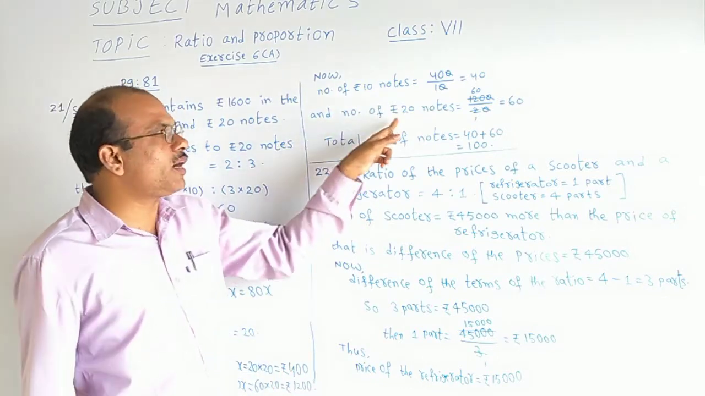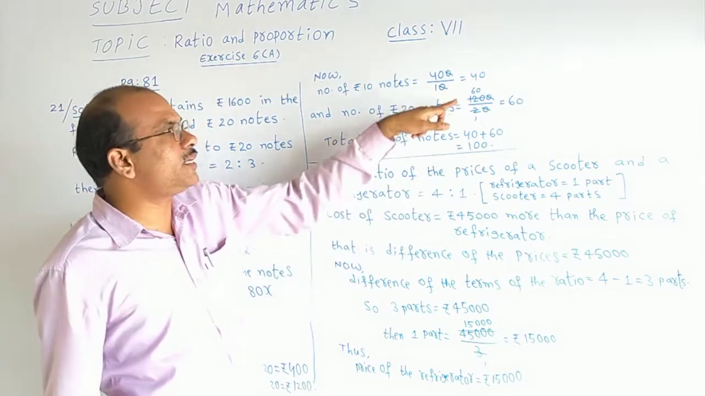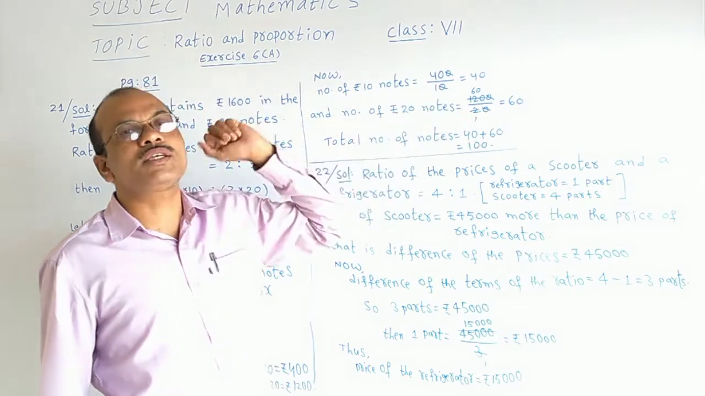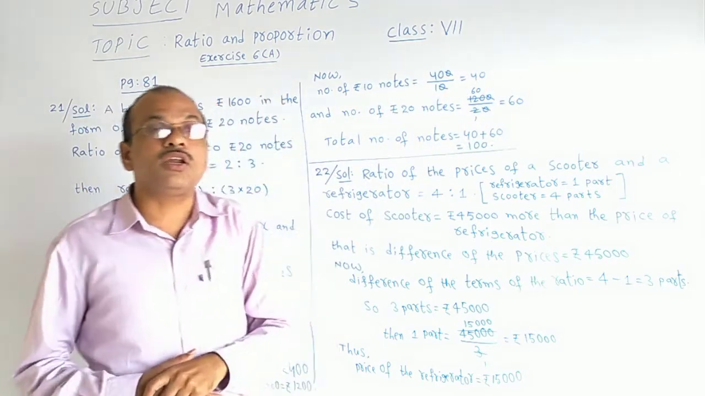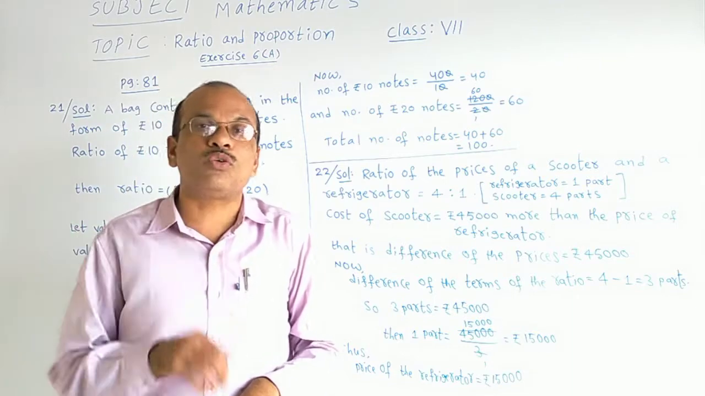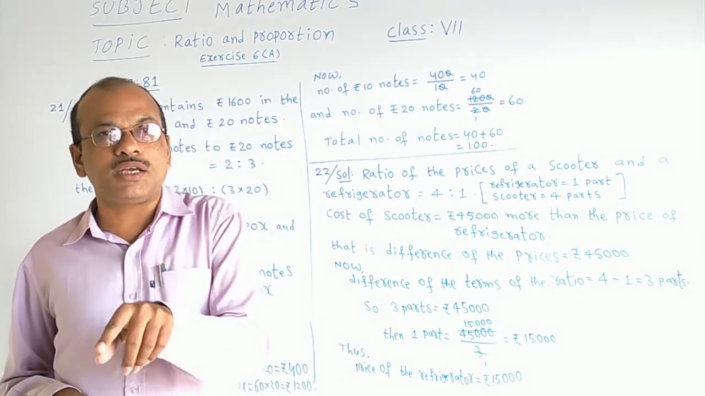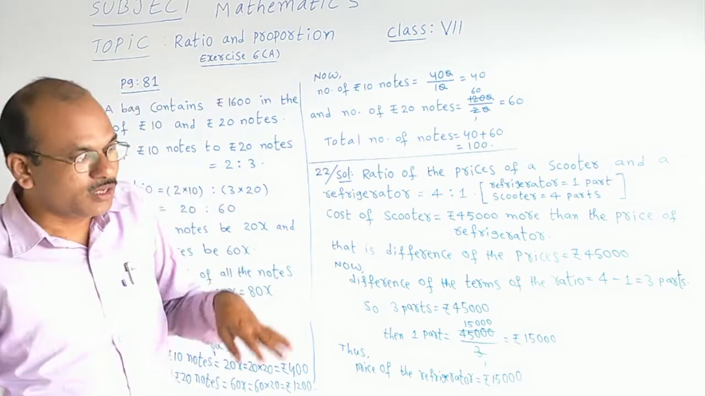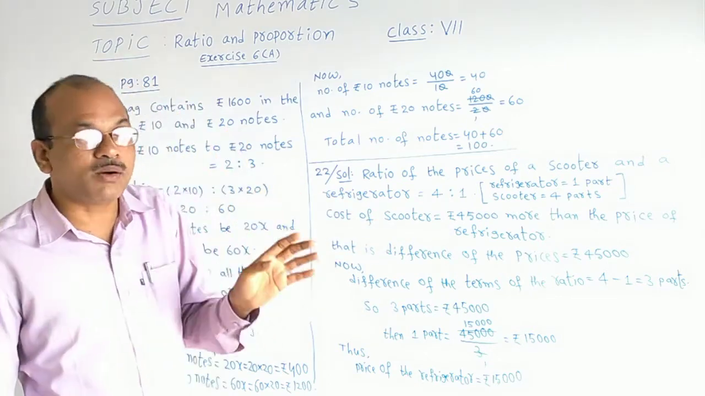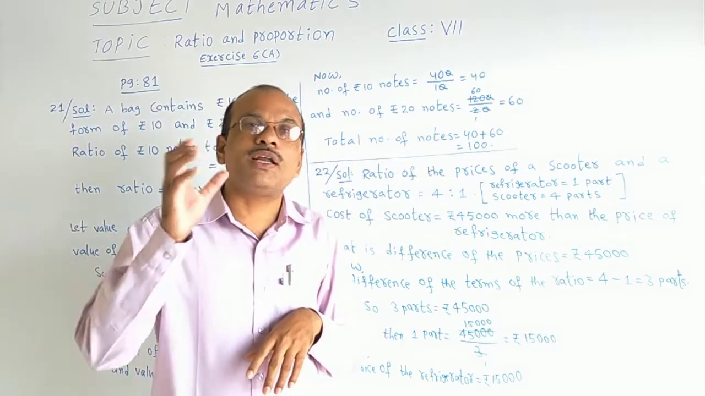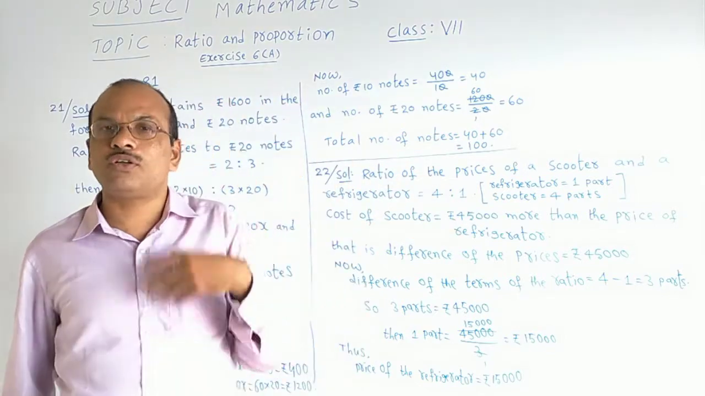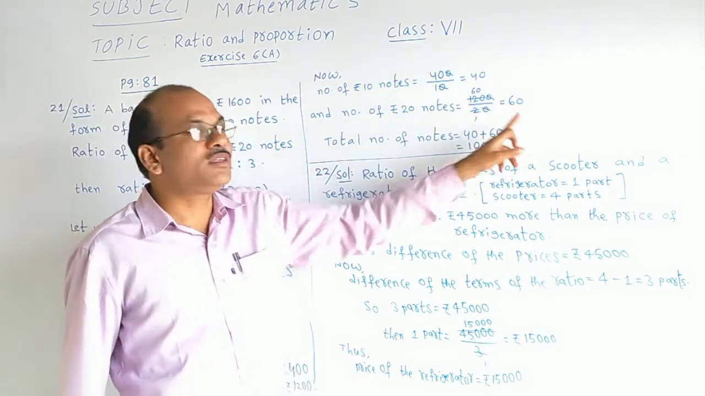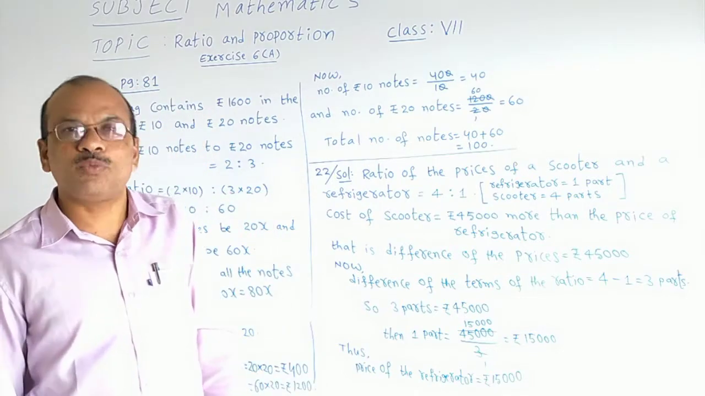Same way, number of 20 rupee notes. 1200 should divide with 20. 0, 0 cancelled. 2 1s are 2, 2 6s are 12. 60 notes are there. Each note is 20 rupees. So 60 into 20, 1200. 40 into 10, 400. So 400 rupees formed with 10 rupee notes, 1200 rupees formed with 20 rupee notes. That's why 40 are 10 rupee notes, 60 are 20 rupee notes.